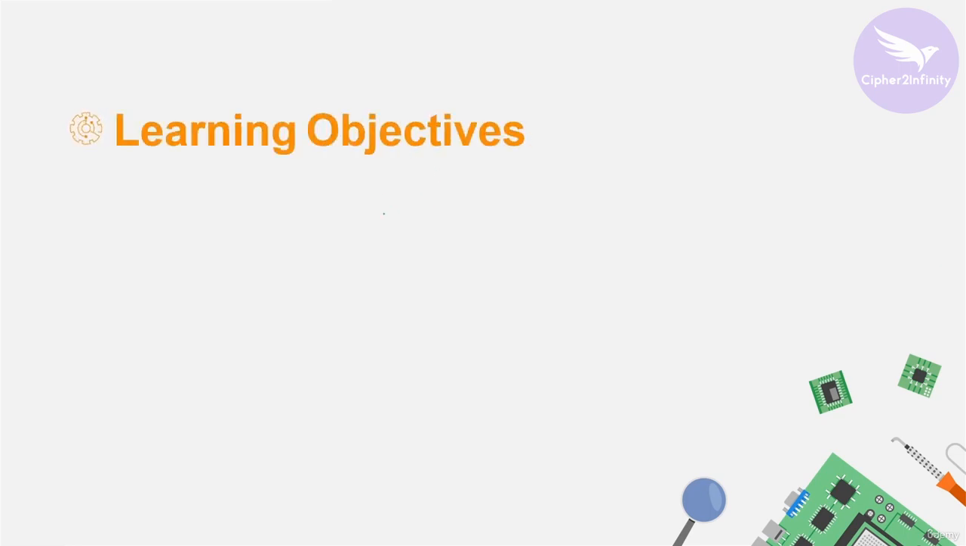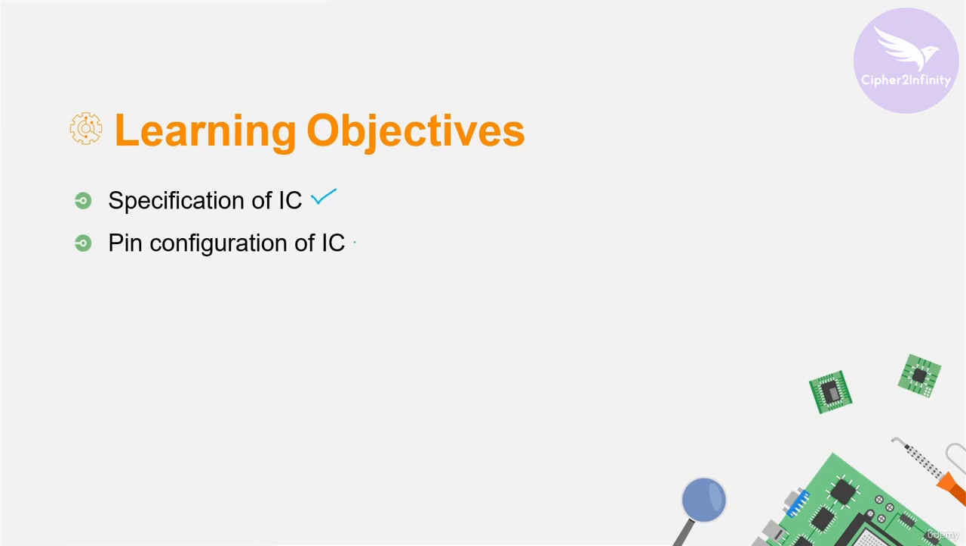So now let me tell you what you are going to learn in this video. The first point is specifications of IC. We will see the different specifications of the IC that we are going to use. Then the next point is pin configuration of IC. We will see the different pins which are actually present in that particular IC and what's basically the functionality of those pins.